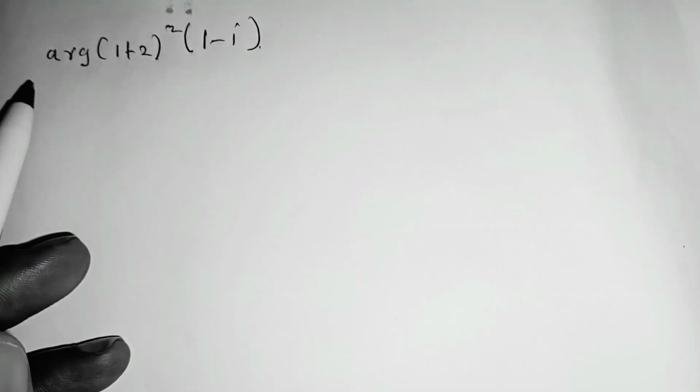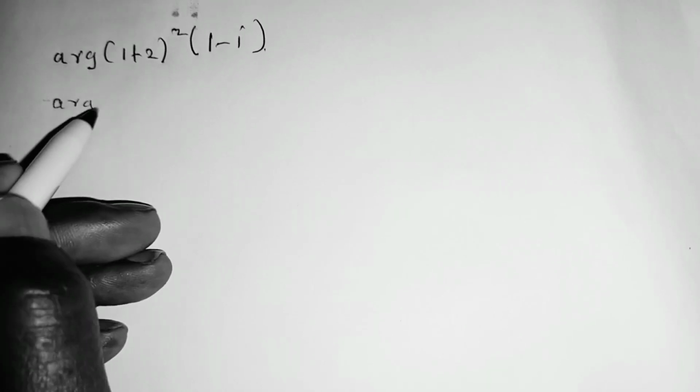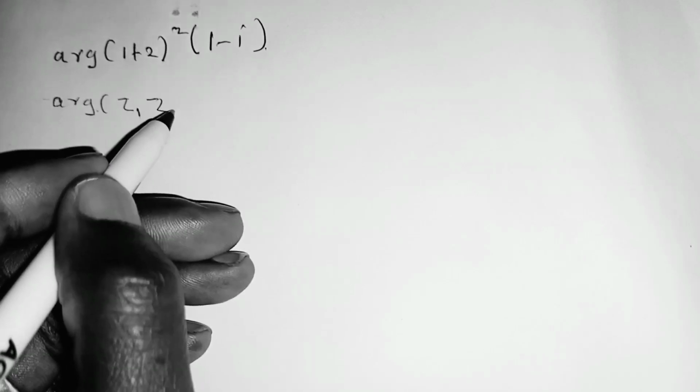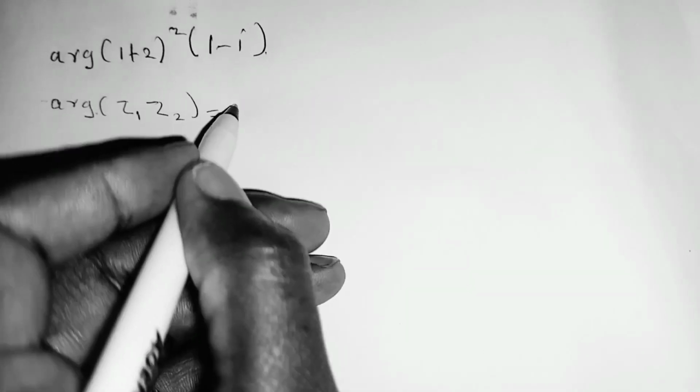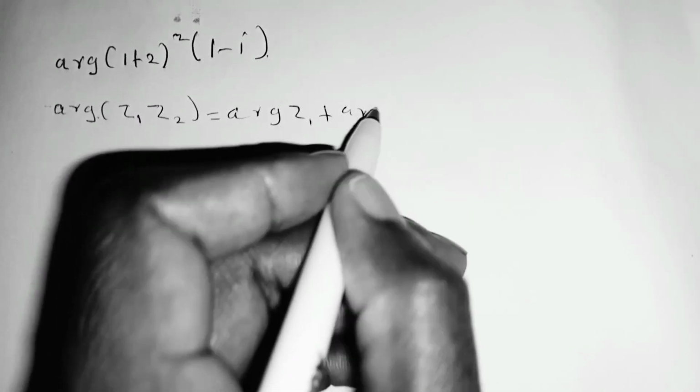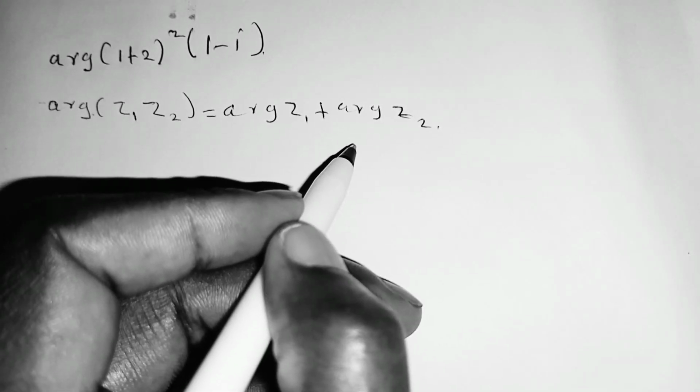Hello everyone, welcome to this study whereby we are looking at the properties of the argument of a complex number, whereby argument is the angle. Here we are going to use the fact that when you are given the argument of z1 multiplied by z2, this is the same as the argument of z1 plus the argument of z2. So that is the fact we are going to employ here.